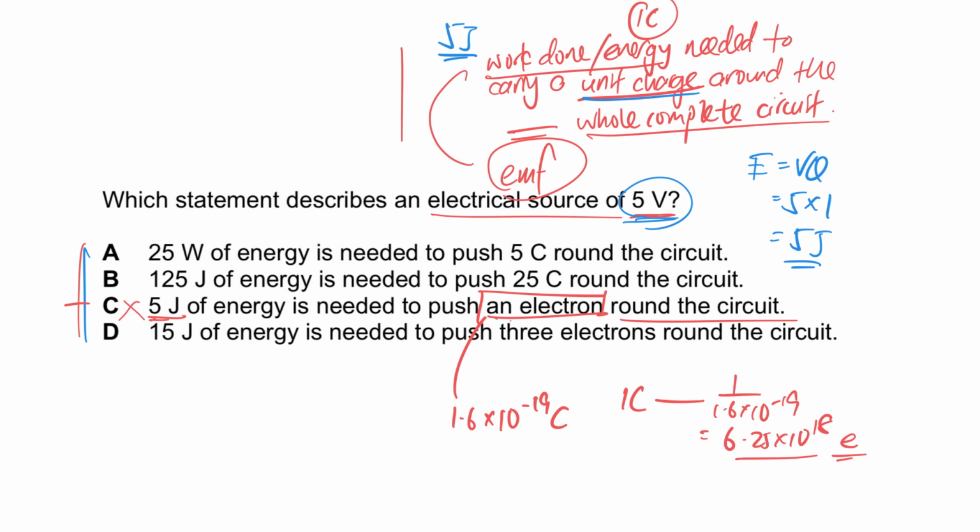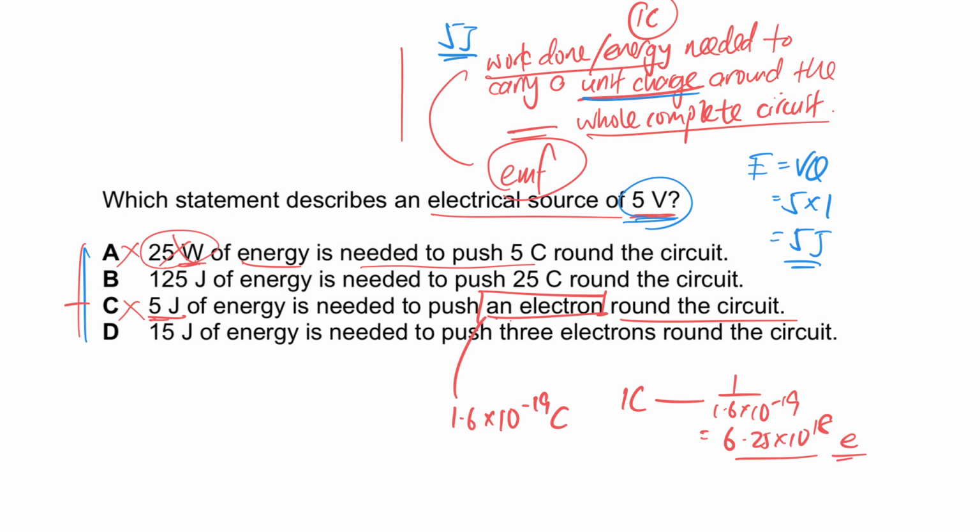Another one that you can just cancel off is A, because you understand that it's the work done, not the power. To push the charge around the circuit, that's not power; energy is in joules. So A will be wrong also.